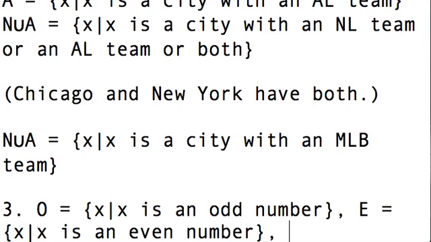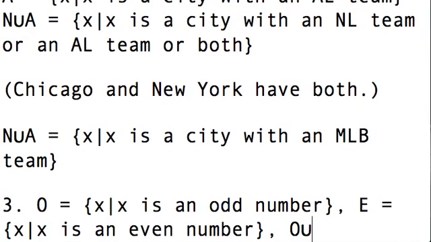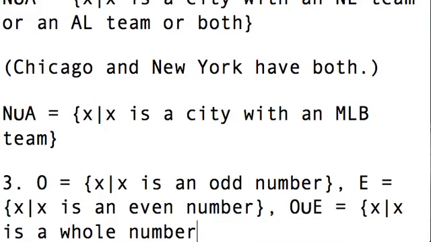Then when I take O union E, I get all X such that X is a whole number, because every whole number is odd or even. So that's just sort of an example there.